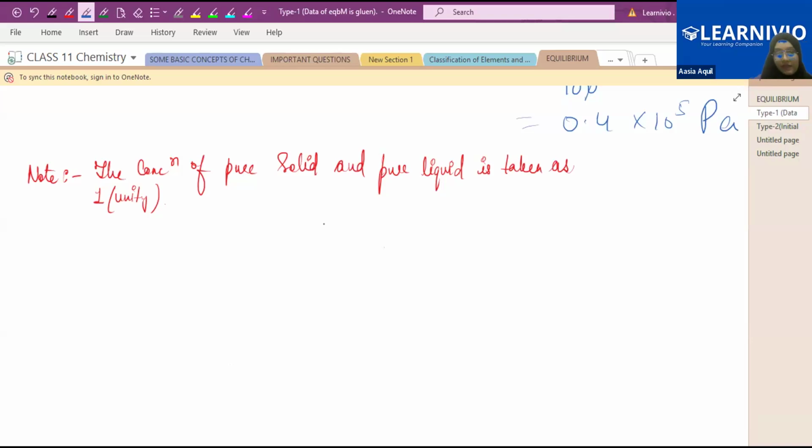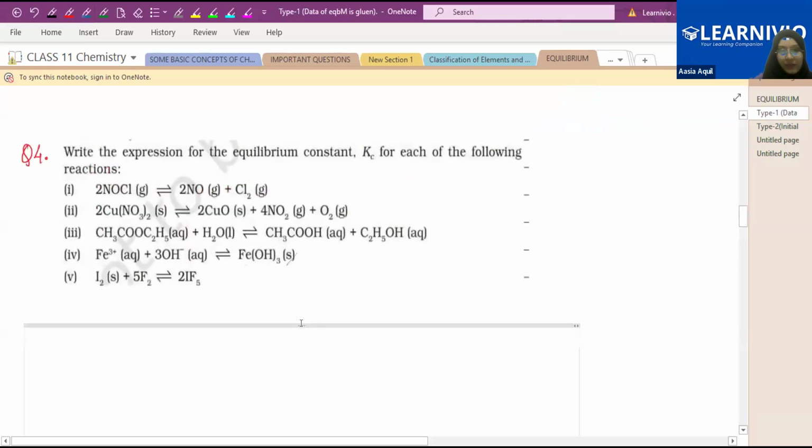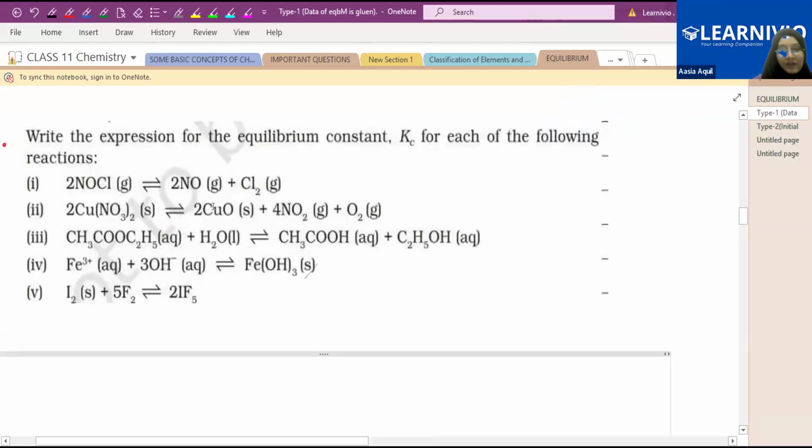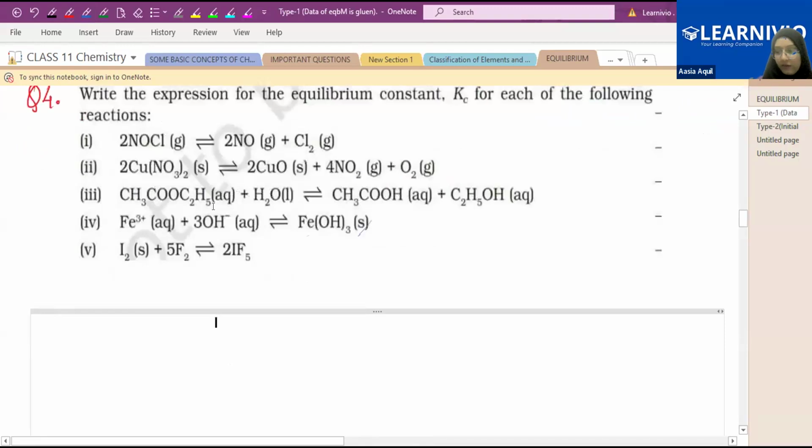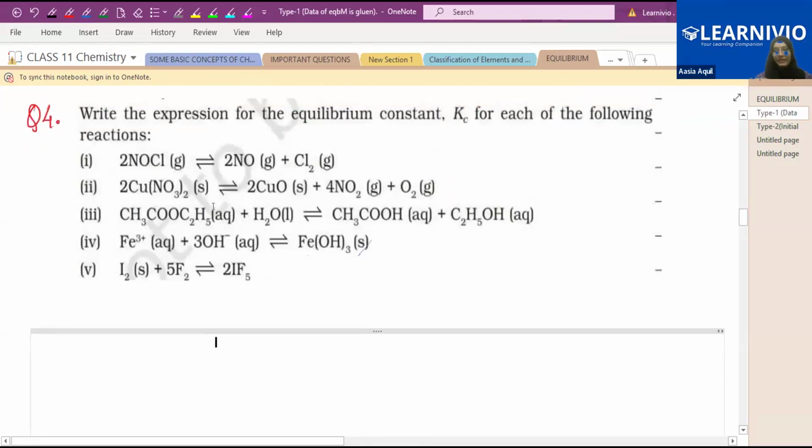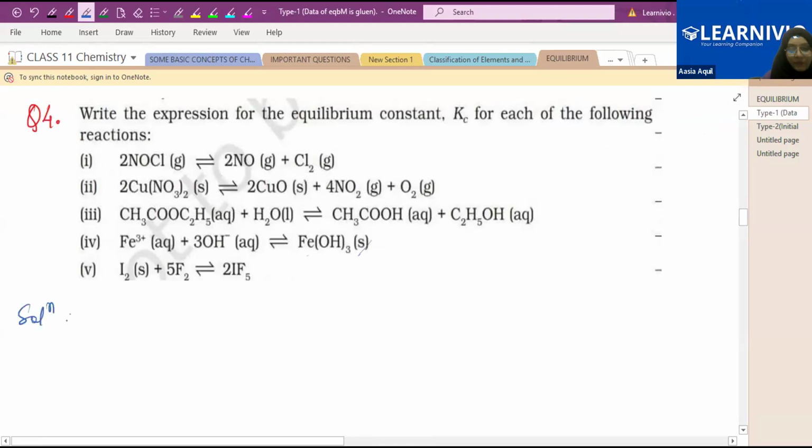Now see, I have given you this homework. This was your homework. Only Neha and Aman have submitted their homework, and they made the mistake due to this point. So now let's discuss it over here. The question is: write the expression for the equilibrium constant Kc for each of the following reactions. Right, so let's write it down.